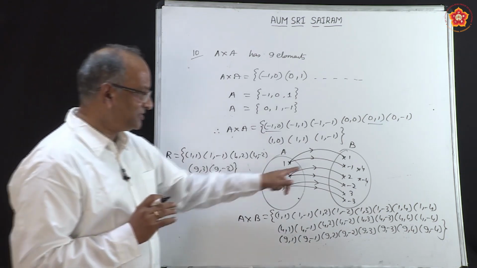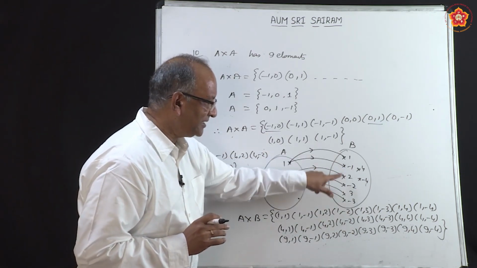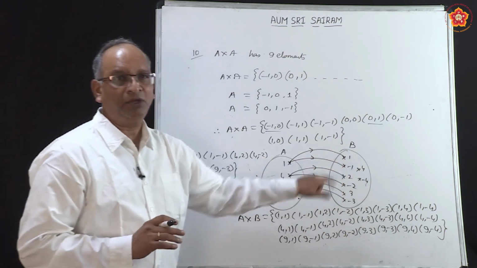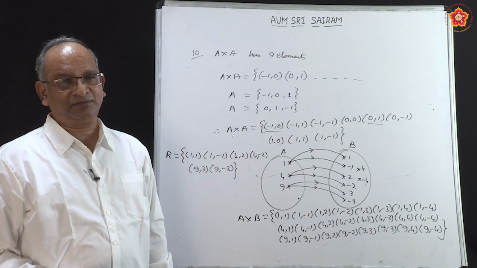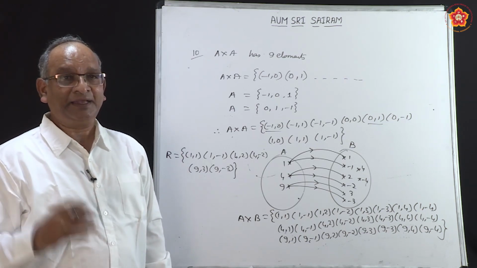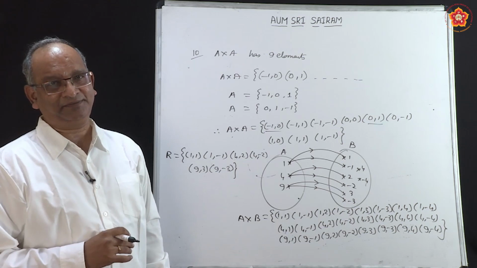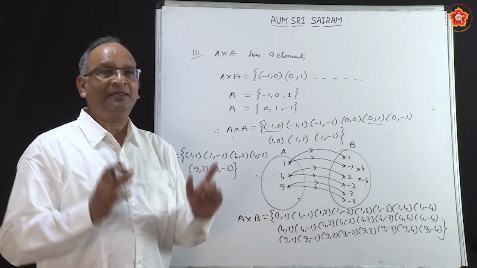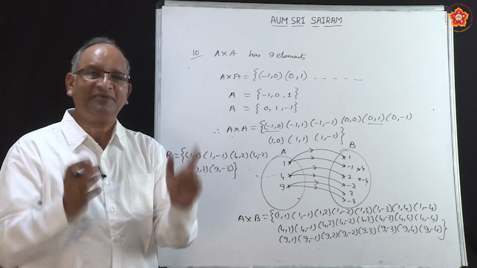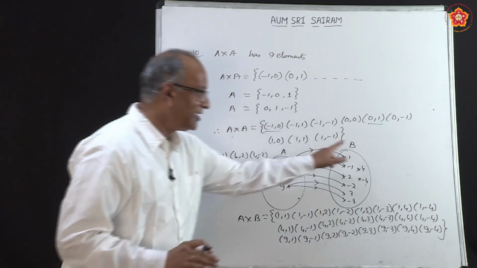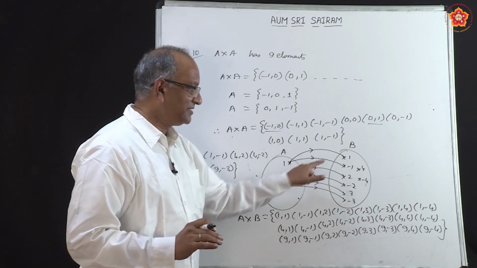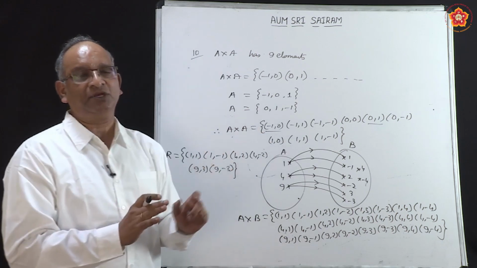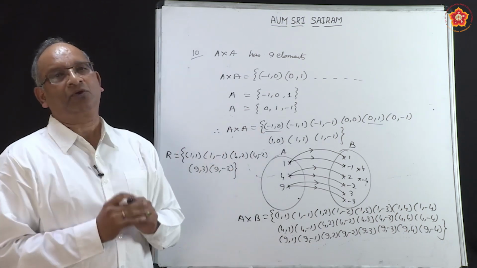So, what is the range? The range consists of 1, minus 1, 2, minus 2, 3, minus 3. 4 and minus 4 are not images, so they are not part of the range. Once again, a new thing: range is a subset of codomain. Codomain means what? The second set. Range means what? The elements in the codomain which are the images. So, not all are images. Which are the images? 1, minus 1, 2, minus 2, 3, minus 3. Together they form the range. So, range is a subset of codomain.